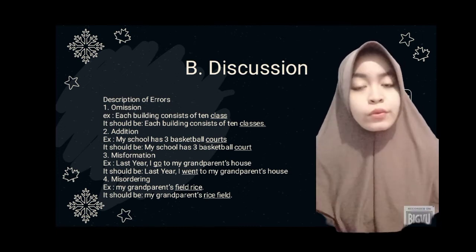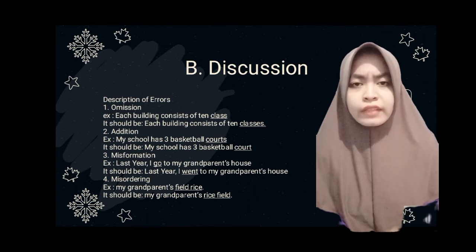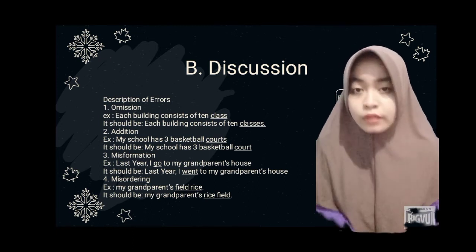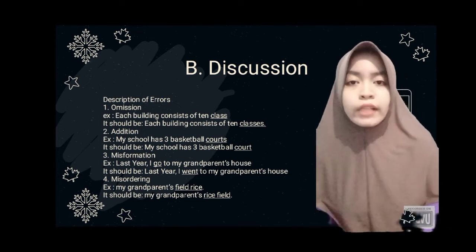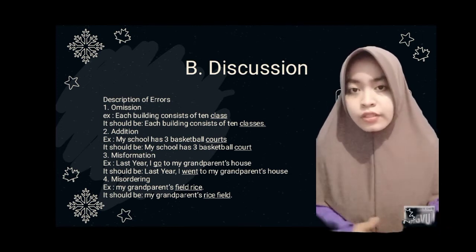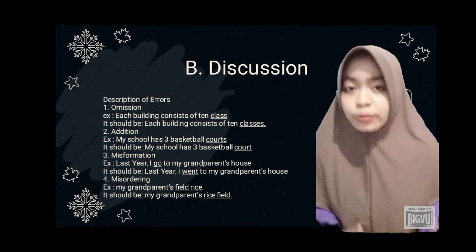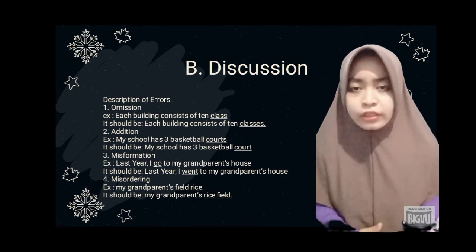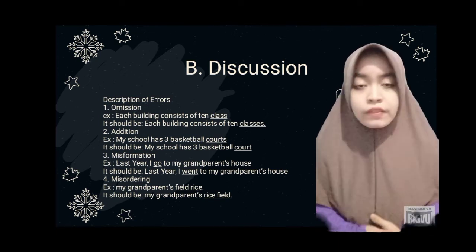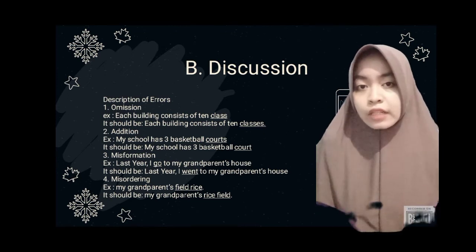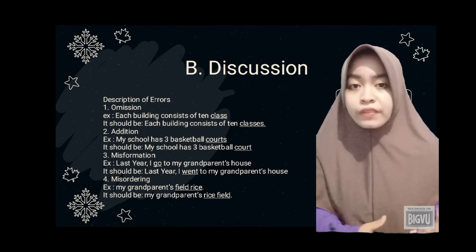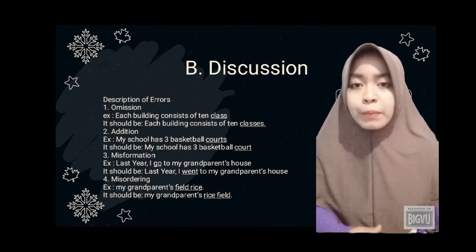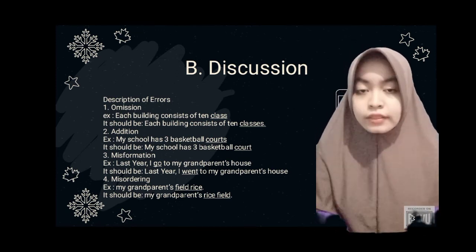And then the last one is misordering. Misordering happened because the students failed to arrange target language words into a well-formed sentence. Consequently, it might misinterpret the sentences or waste some words. From the explanation, the researcher found 3 misordering errors in writing text made by the students. For example, "my grandparents filled rice." It should be "my grandparents' rice filled."